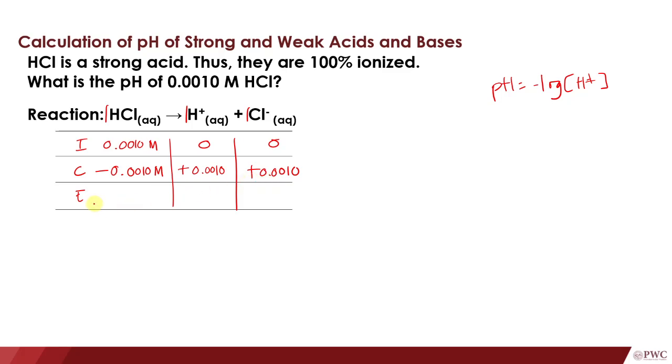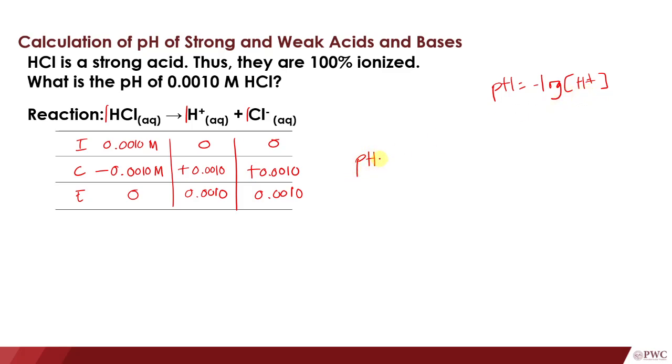And then for the equilibrium concentration, simply add the initial and the change in the concentration. That's positive 0.0010 plus negative 0.0010, which is obviously equal to 0. Then 0 plus this number is equal to 0.0010. The same thing, 0.0010. Right now we have the equilibrium concentration of H plus, and we can now solve for the pH.